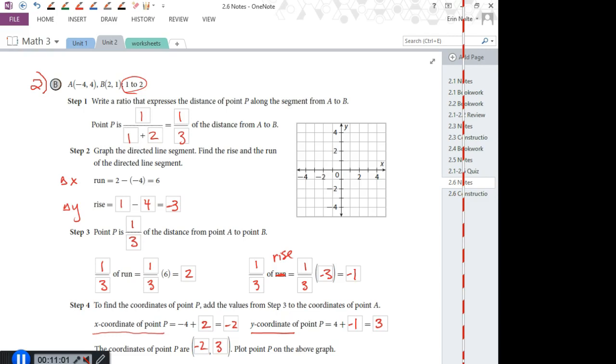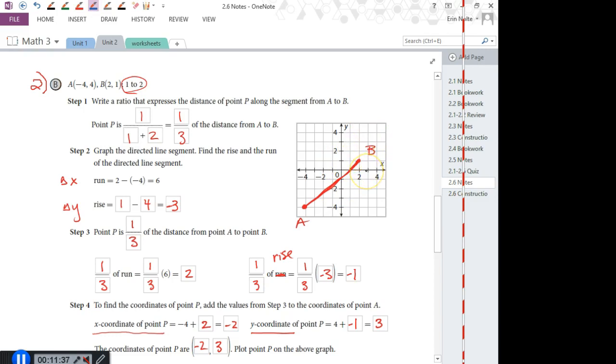Okay. So I could plot this on this little grid, for you visual learners. My A would be negative 4, 4. My B is 2, 1. So there's B. Okay, so that's my distance right there. Imagine that line segment cut into 3 sections, and my point is on my first third of it. So P we found to be negative 2, 3.